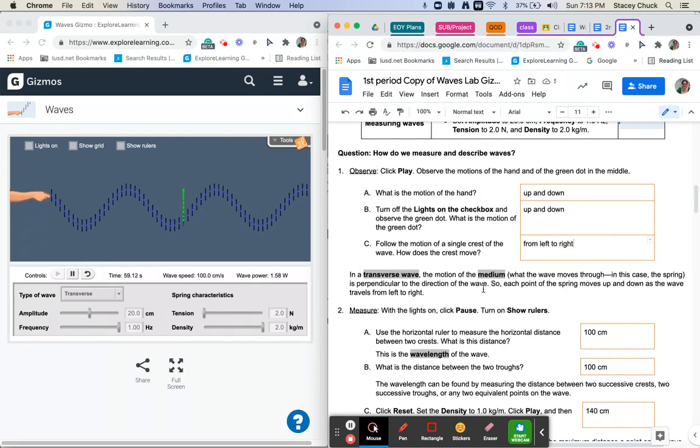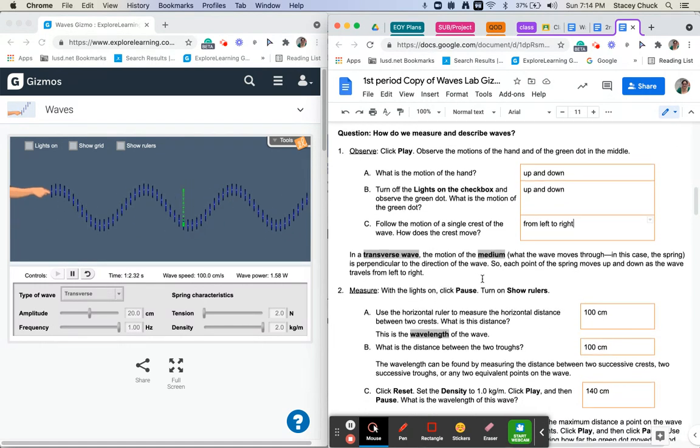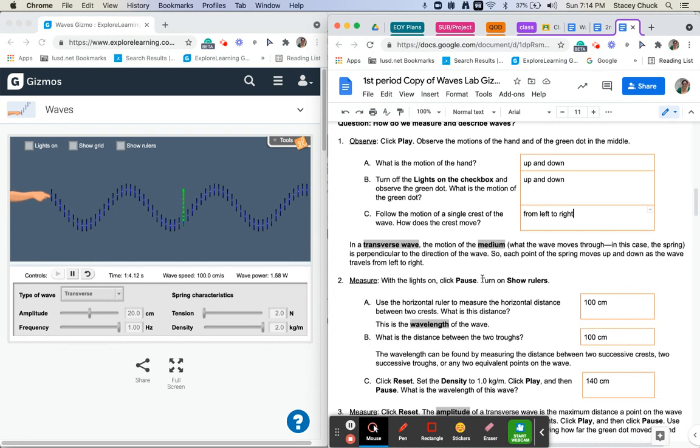In transverse waves, the motion of the medium, what the wave goes through, in this case the spring, is perpendicular to the direction of the wave. So the wave is moving left to right, but the medium, which is the slinky or the spring, is up and down. So they're perpendicular. They're making a T shape. Left to right and up and down would make a T shape, which would be perpendicular.